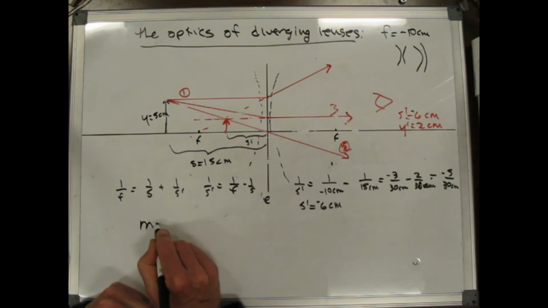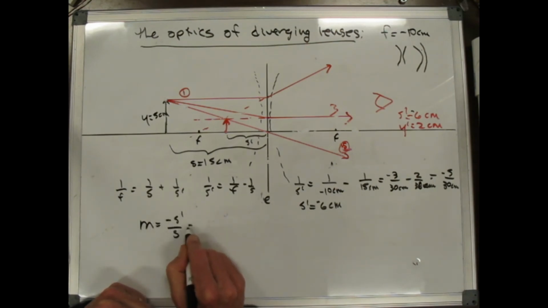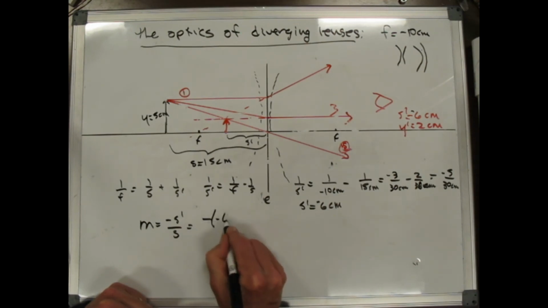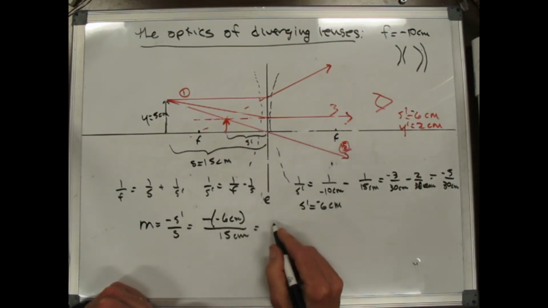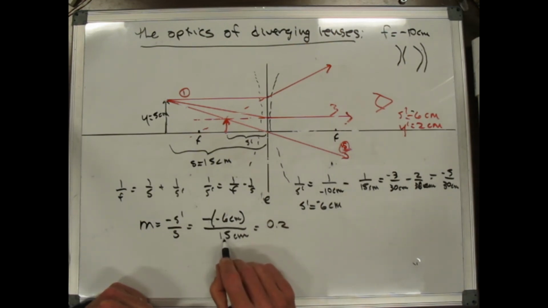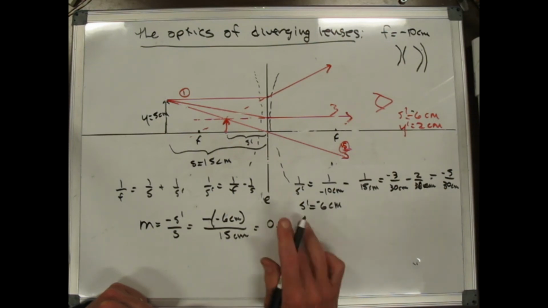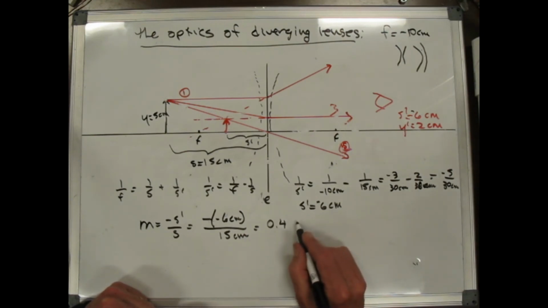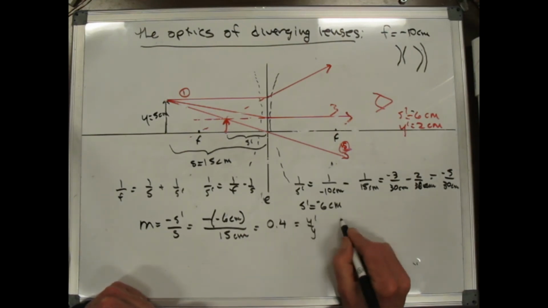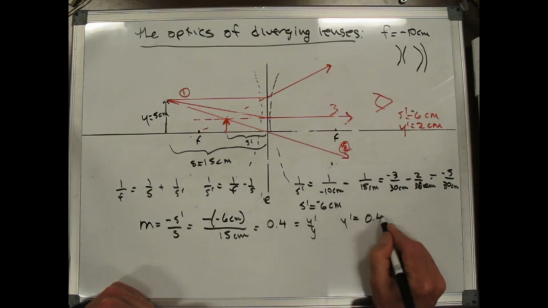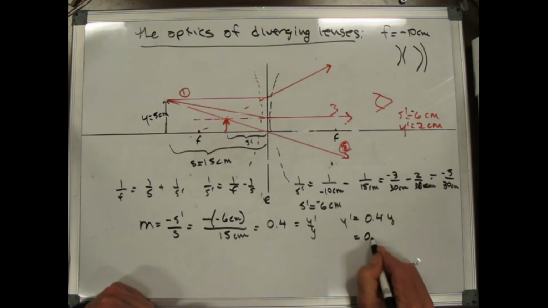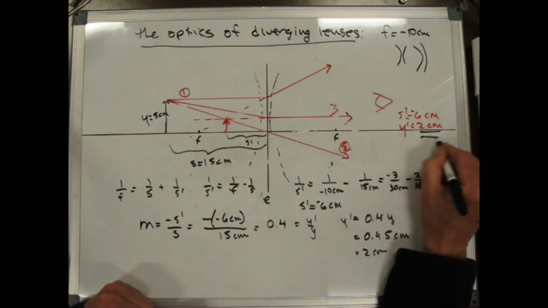And then I can say my magnification is minus S prime over S, which is minus 6 centimeters over 15 centimeters. 6 over 15 is the same thing as 2 over 5, so it's not 0.2, it's 0.4. There we go. And that's equal to Y prime over Y, and so Y prime is equal to 0.4 times Y, which is equal to 0.4 times 5 centimeters, which is 2 centimeters. And that's what we measured when we calculated it.